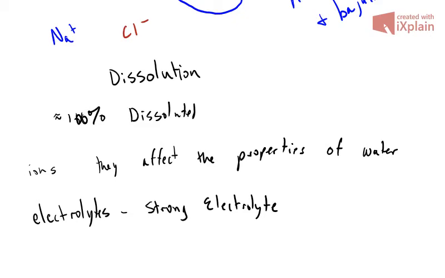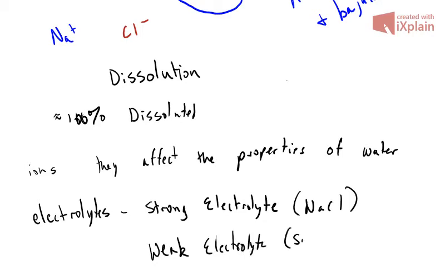Okay, a strong electrolyte is something that dissolutes completely or almost completely, 100% some might say, so that there's no NaCl left over. It is all Na plus and Cl minus. Something like NaCl, strong electrolyte, we'll put NaCl there. Okay, a weak electrolyte would be something like sugar or glucose.